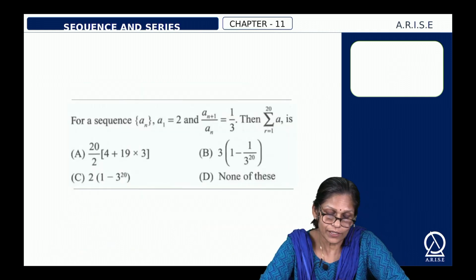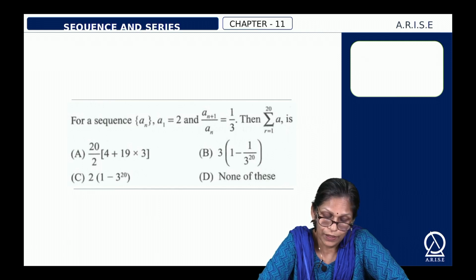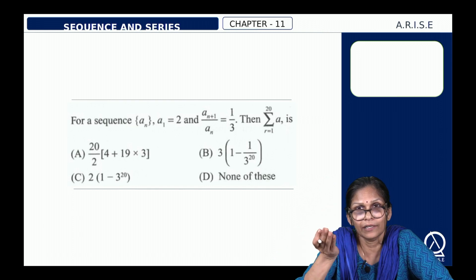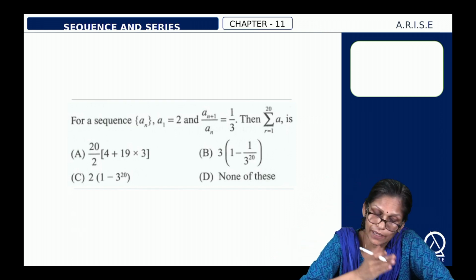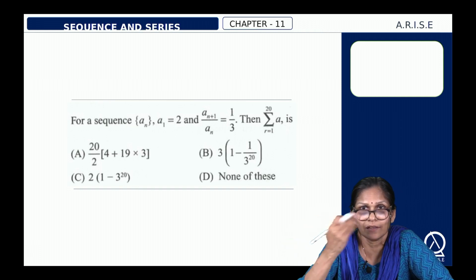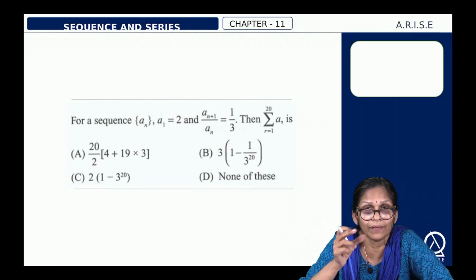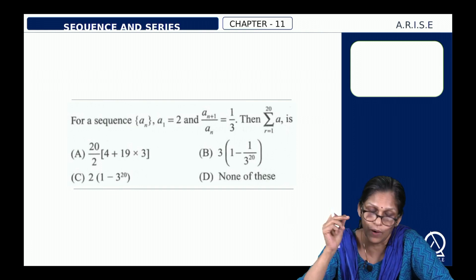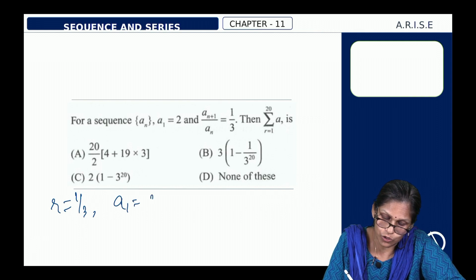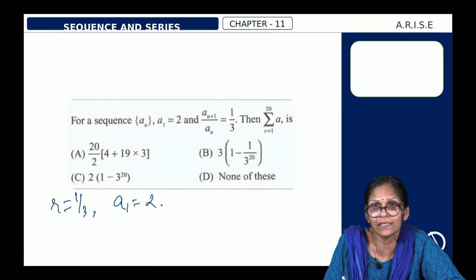Now, for a sequence an, a1 is 2, and an plus 1 by an is 1 by 3. So, the term succeeding to the term previous is 1 by 3. What kind of a sequence is that? Isn't that a GP? Because second by first, third by second, they are all the same. So, this is a GP with common ratio equal to 1 by 3. Common ratio is 1 by 3, first term is 2, you are asked to find the sum of these 20 terms of the GP.